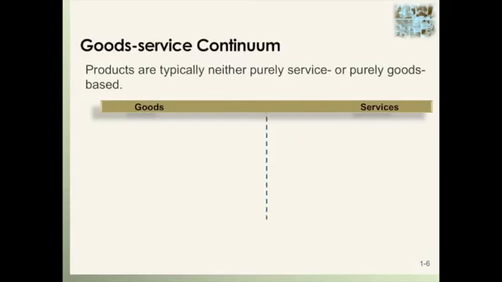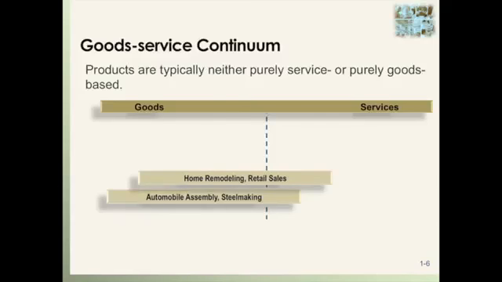So there's this continuum of goods and services. We'll go through some of these. On the far goods side is automobile assembly or steel making. That's primarily goods. But then you get into home remodeling or retail sales. You're starting to mix in a little bit of services there.